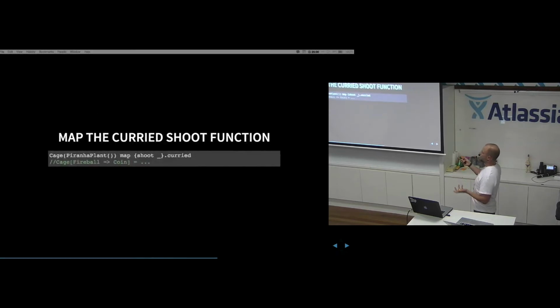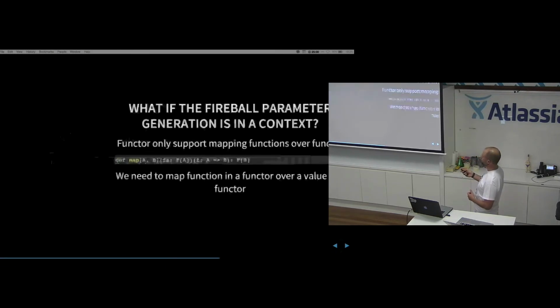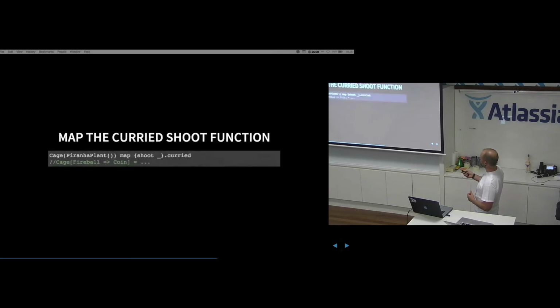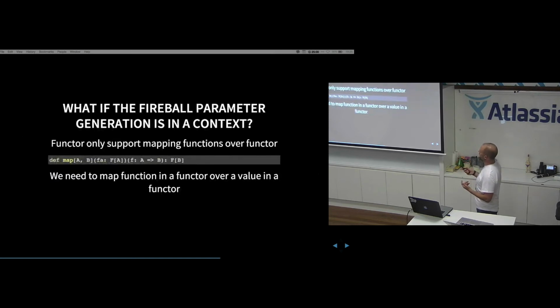So let's try mapping that over the piranha plant. We try that now. We map that, and it gives us back a cage that takes a fireball and gives us back a coin. But what happens if our fireball comes from an unreliable function as well? The problem: not only is the piranha plant hard to get hold of, the fireball is also hard to get hold of, and the computations might fail, so it might end up getting a null pointer.